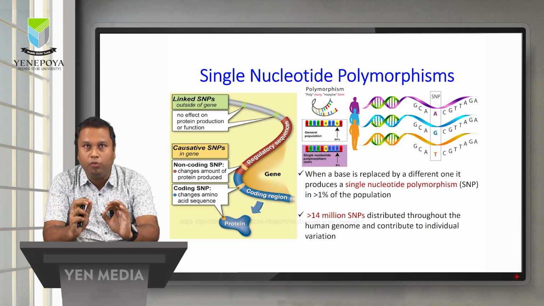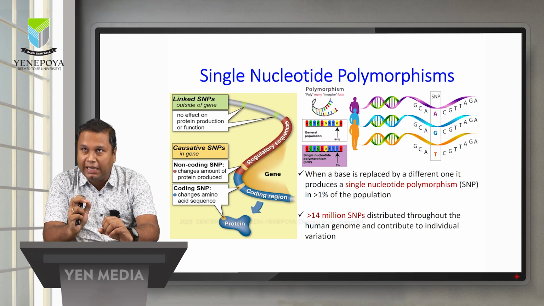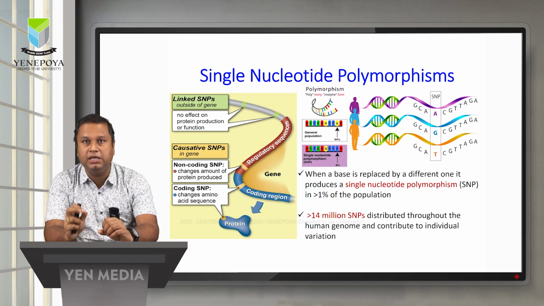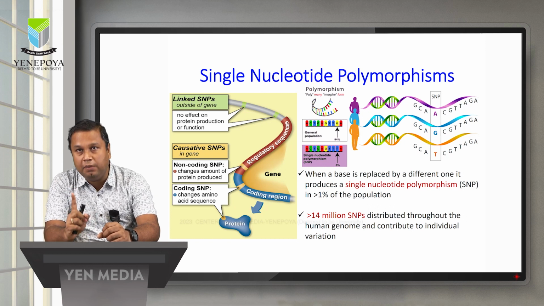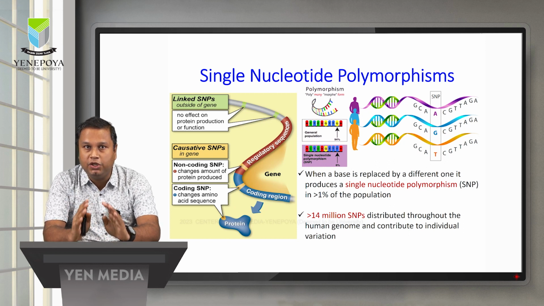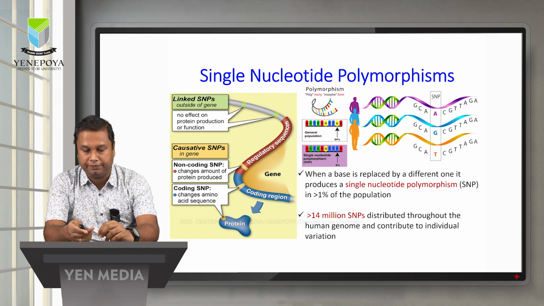For today's class, we will mostly focus on single nucleotide polymorphisms. Single nucleotide polymorphisms are those mutations which occur in more than 1% of the population. As you can see, three DNA strands are shown there. Most of the strands are exactly the same, except there is one point where an A, G and T variation is shown. In our genome, there are 14 million SNPs across our genome. Okay, and some of them are very specific to certain populations.